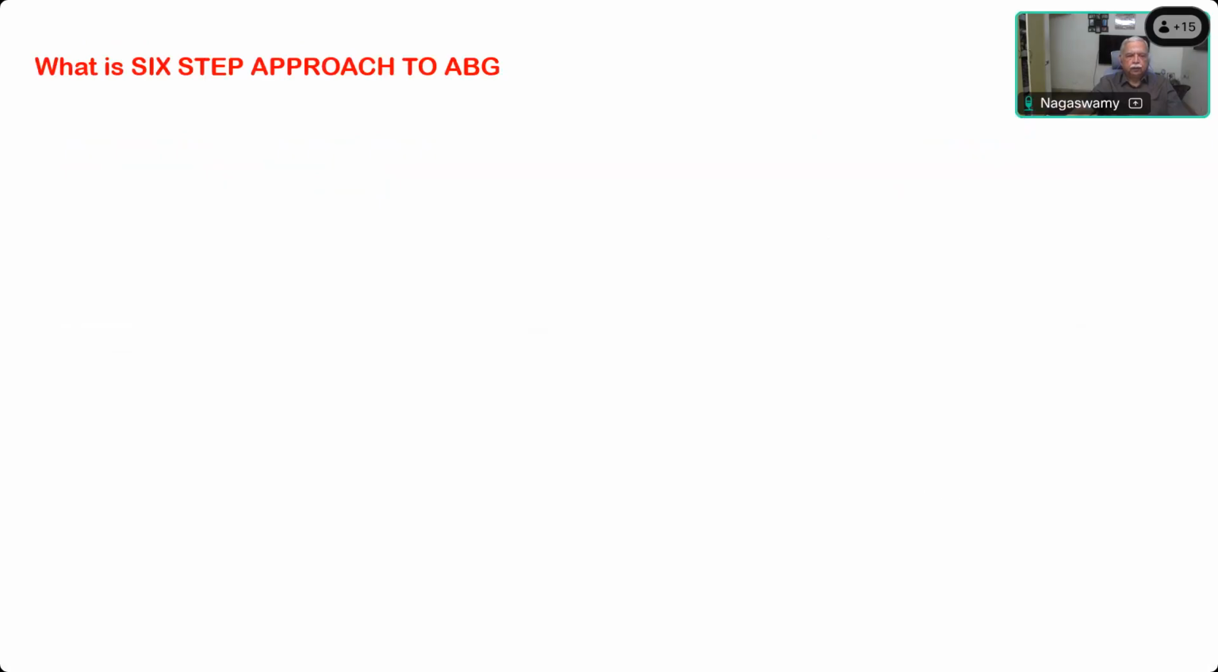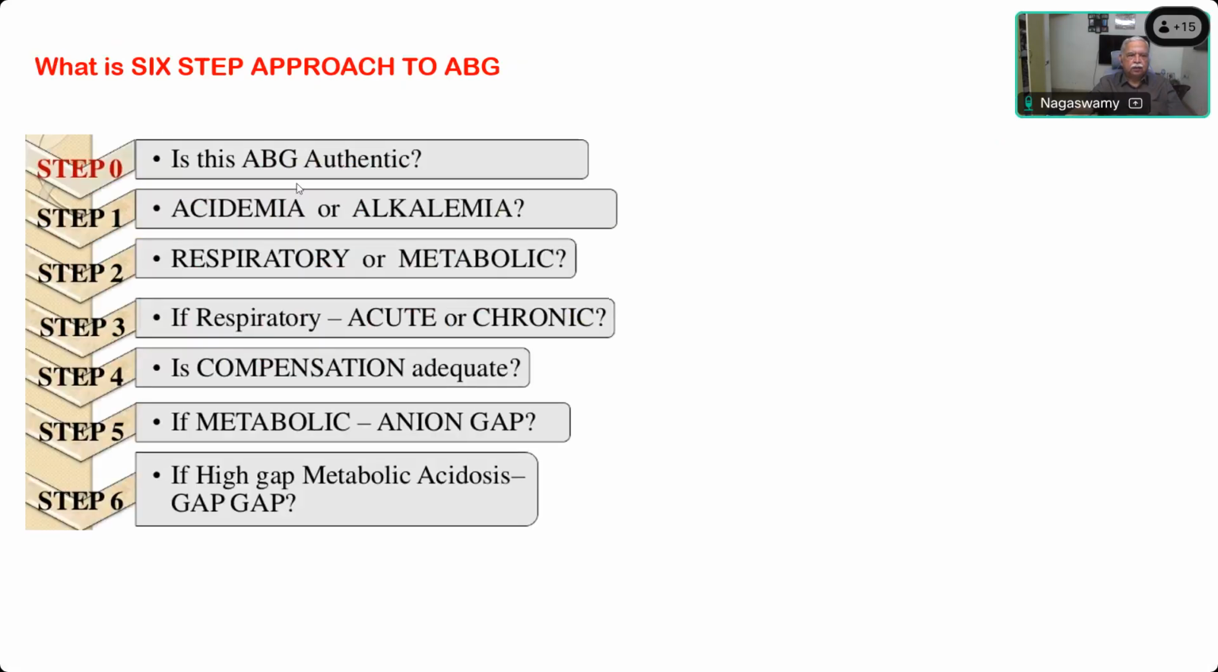Now the 6 steps before you start interpreting the ABG. First one is, is the ABG authentic? That is calculating the internal consistency. Also, before that you look for the demographics or the details of the patient. That can be taken as the first step. Then if the ABG is correctly taken, you determine whether there is acidemia or alkalemia, and then look whether it is respiratory or metabolic. If respiratory, find out whether it is acute or chronic by using the compensation formula. Is there a compensation, and is it adequate or not? And if it is metabolic, look for the anion gap, because only in metabolic conditions this becomes useful. And if it is a high anion gap metabolic acidosis, look for the gap-gap or the delta gap. If you remember these steps, you can easily do the interpretation in an orderly manner and come to the full diagnosis.